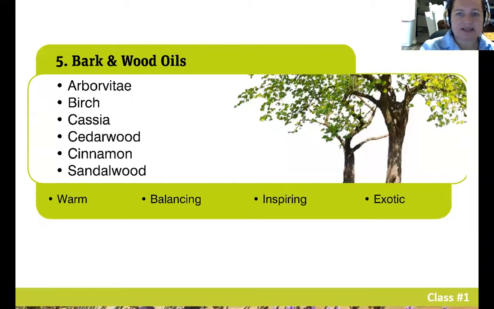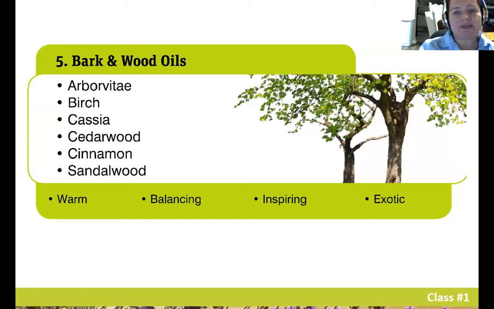Bark and wood oils, it's the next category. And we have arbor-vitae, birch, cassia, cedarwood, cinnamon, and sandalwood. They are very warm, balancing, inspiring, and exotic. I use a lot of arbor-vitae. Arbor-vitae supports temperature spikes. It's great. Also, I use it for my wood furniture, because arbor-vitae is a tree that doesn't have any insects because of its essential oil. So it's just a great preservative and it's a great repellent also.